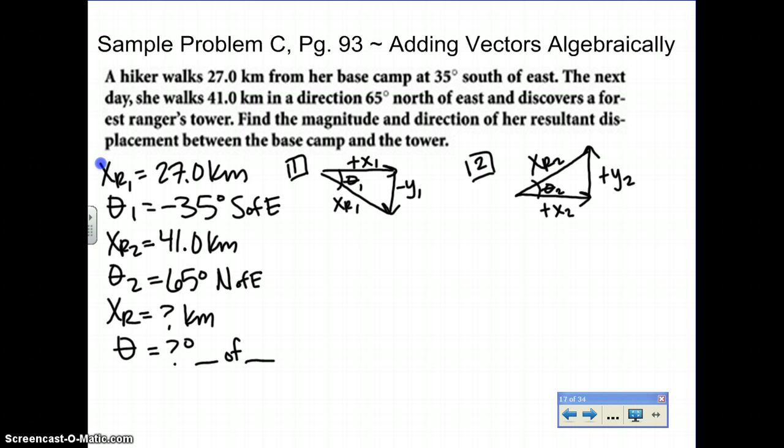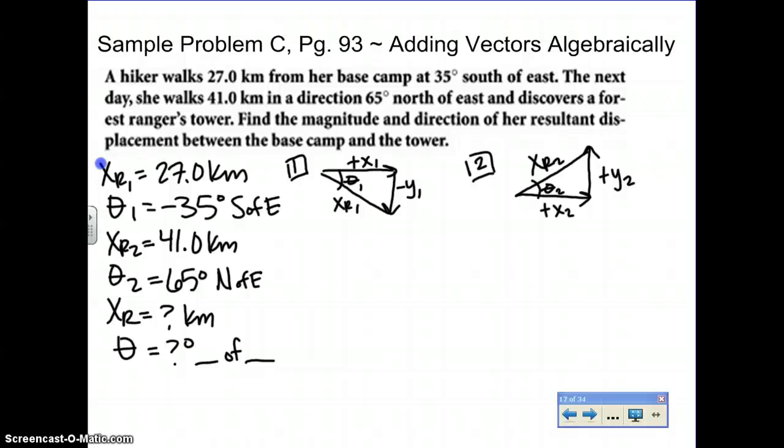Step number 1 said that you had to solve for your x1 and your y1 components. Guys, check this out. What did you draw? Did you draw a bow tie or an hourglass triangle right here? Look at it. You have a bow tie triangle.